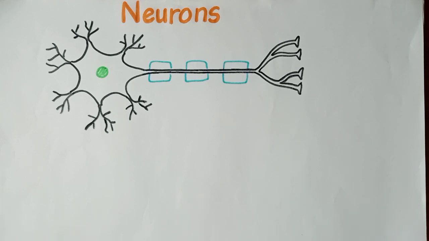In this video, we are going to talk about neurons and types of neurons. We know that the nervous system consists of two main types of cells: neurons and neuroglia. So here we are going to talk about neurons. In the next video, I'm going to describe neuroglia cells.